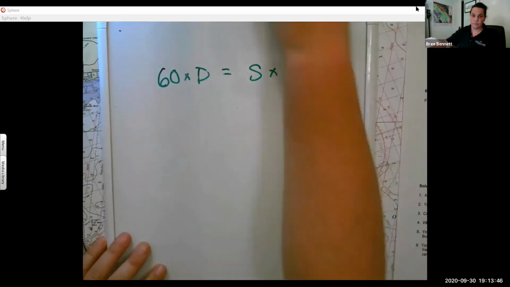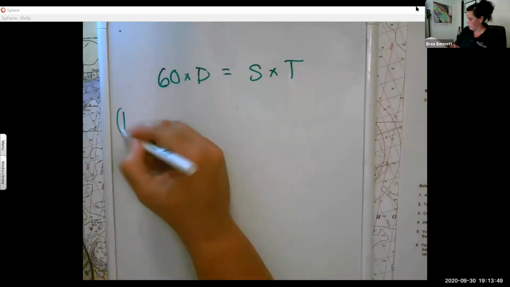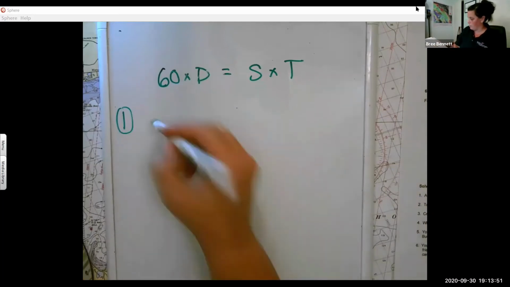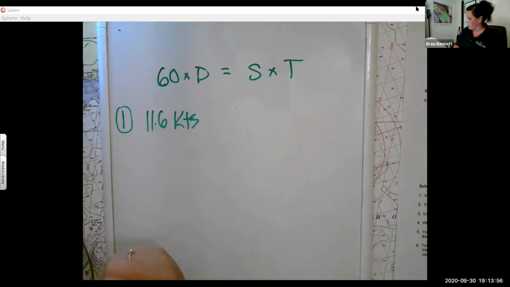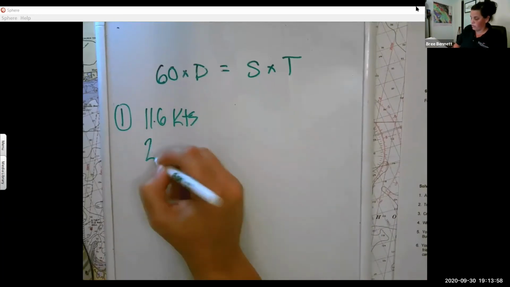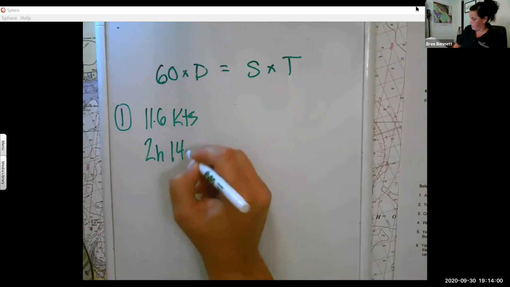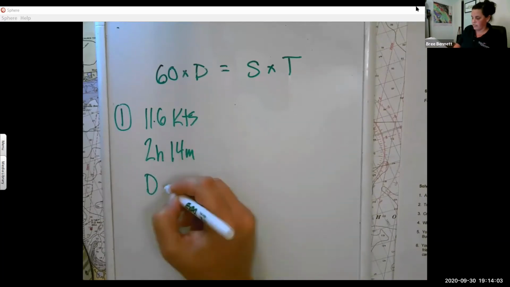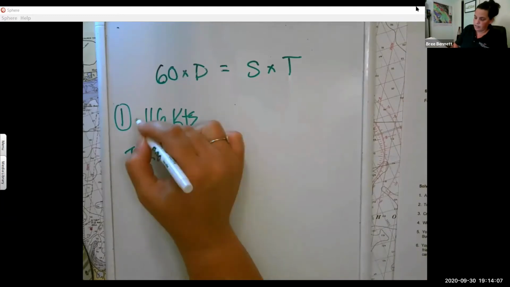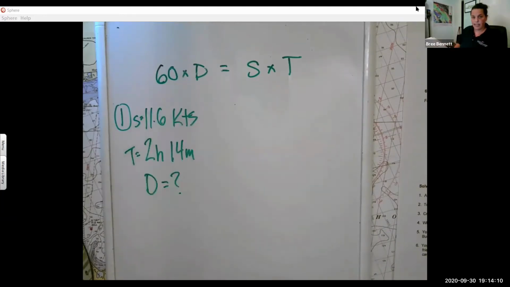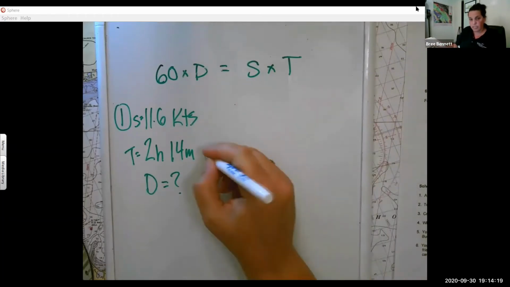Okay, so for number 1, they told us at 11.6 knots for 2 hours and 14 minutes, what was our distance? So this was our time, and this was our speed, and we need to figure out distance. Our first step is to convert that time to hours or minutes. So we need to convert that.